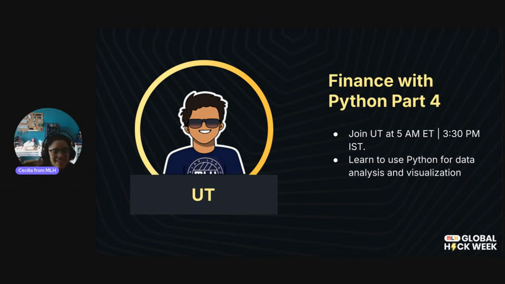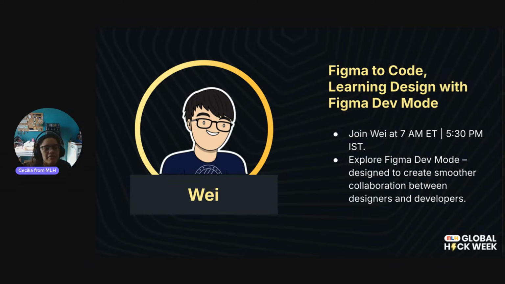And part 4 for Finance with Python, which is 5 a.m. Oh my goodness. 5 a.m. Eastern or 3:30 p.m. IST. You're going to hopefully be wrapping it up, unless that is a very long stream, in which case that is intense. And then we have Wei finishing us off at 7 a.m. Eastern, 5:30 p.m. IST with another round of Figma to Code.